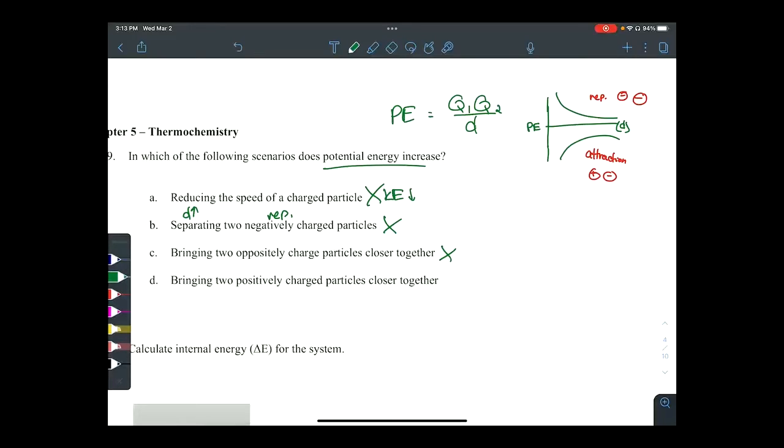Bringing two positively charged particles closer together. Both positively charged, that's repulsions. D is decreasing, we're bringing them closer together, so we'll feel greater repulsion there. We're going up in potential energy. You'll actually feel it if you think about two magnets. So the answer is D. See how I did that? I answered everything with the graph. If you have that graph in your mind forever, it can answer a lot of questions.